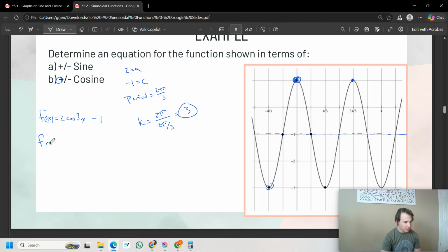If we wanted negative cosine, -2 cosine of 3 bracket x. Negative cosine would start back here at negative pi by 3 or over here at positive pi by 3. So I'm going to go minus pi by 3 to shift that. In this case, I'm taking what would have started there and shifting it that way. Okay, -1.